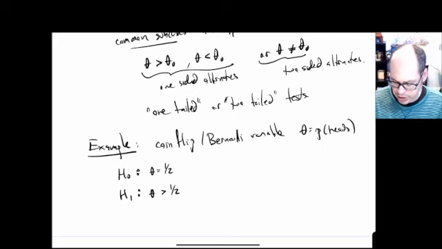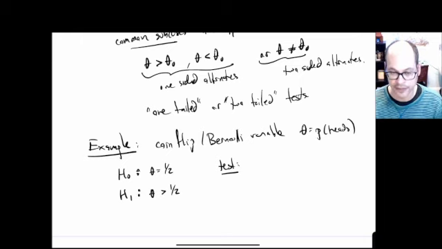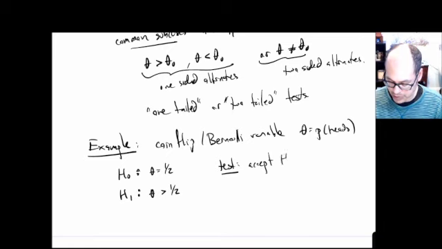Now, let's also look at an example of a test. Our test in this case is going to be: accept the null hypothesis unless we get 4 heads.